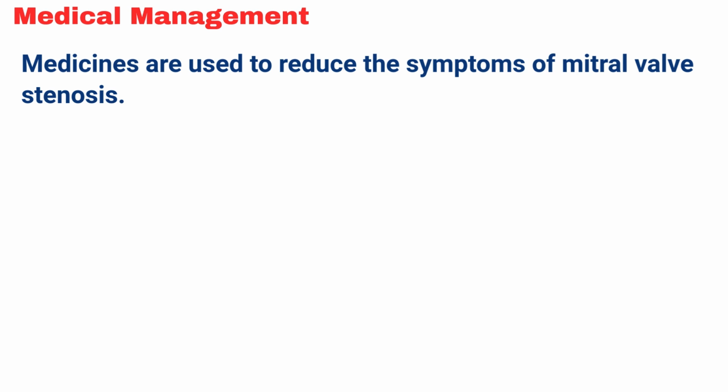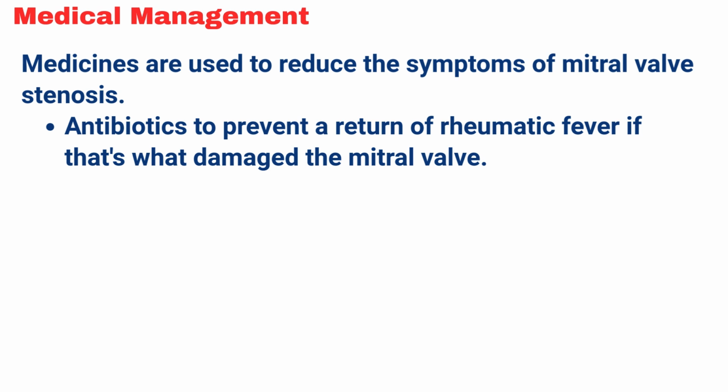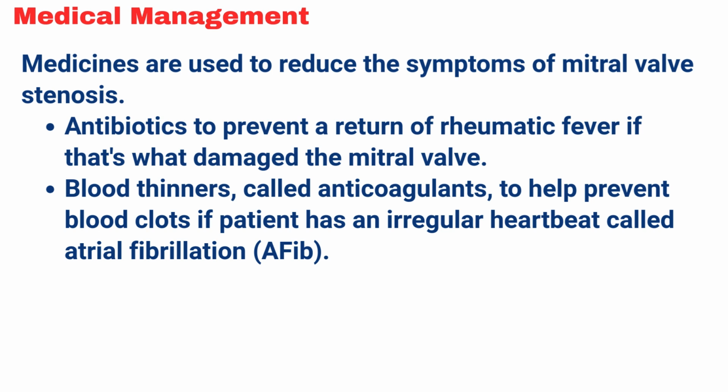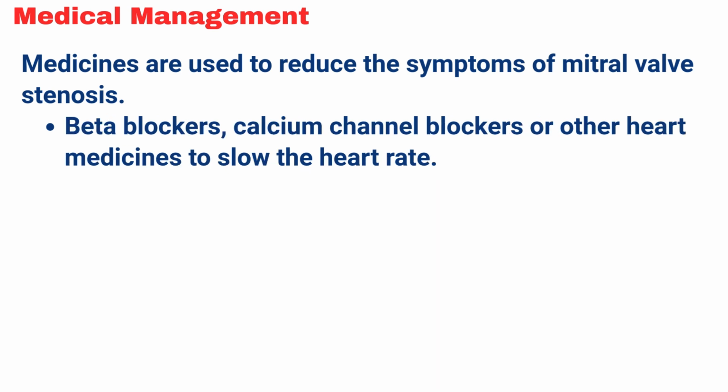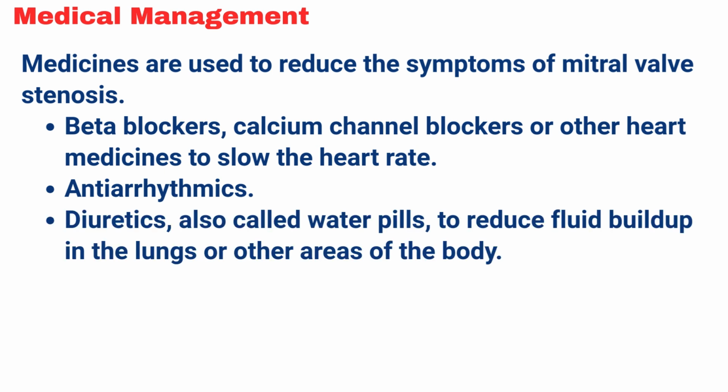Medicines are used to reduce the symptoms of mitral valve stenosis. They may include antibiotics to prevent a return of rheumatic fever if that is what damaged the mitral valve. Blood thinners called anticoagulants help prevent blood clots if patients have an irregular heartbeat called atrial fibrillation. Beta blockers, calcium channel blockers, or other heart medicines slow the heart rate. Antiarrhythmic drugs are given for irregular heartbeat. Diuretics, also called water pills, reduce fluid buildup in the lungs and other areas of the body.